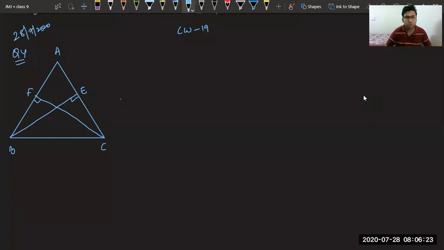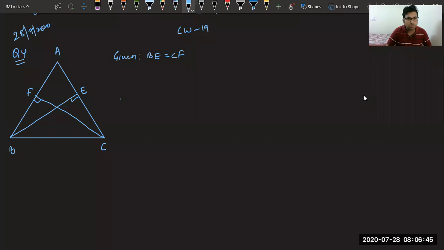That means what is given to us is BE is equal to CF. Let me see, is anyone in the waiting room? Yes, 5 are there. Okay. Now they will say repeat. Okay. So first thing, they are equal.